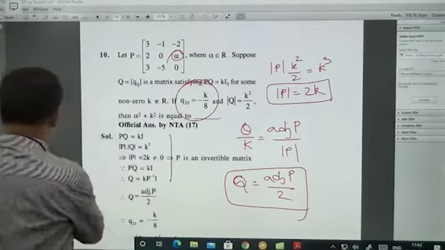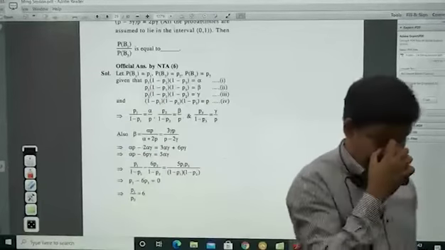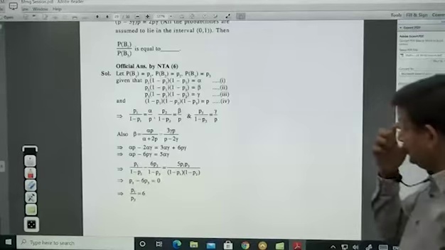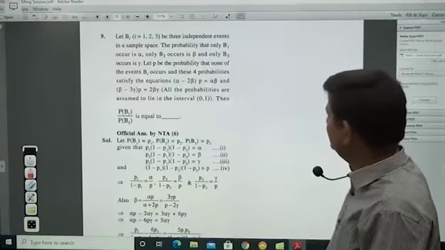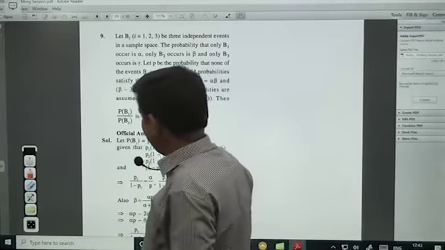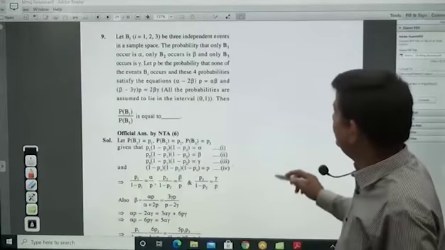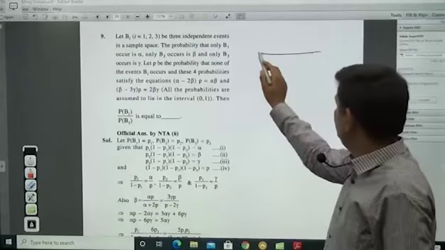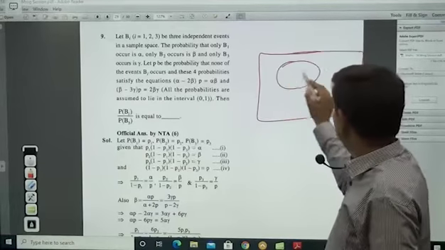So there is one question which is still messy with us. Three independent events in a sample space. Just for a minute, let us see if you can get anything better. I'll still stick by my word. I will go for one method.